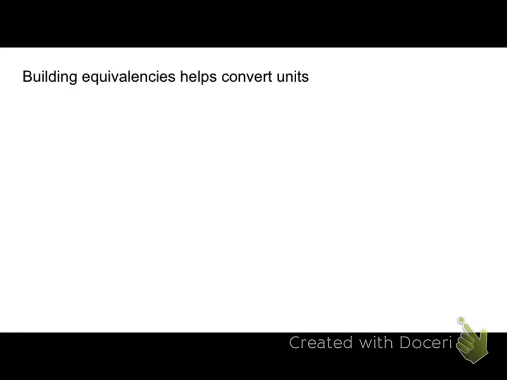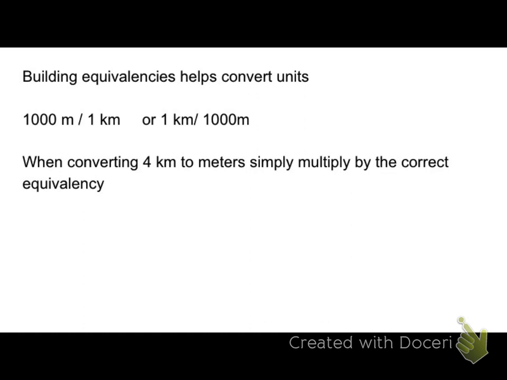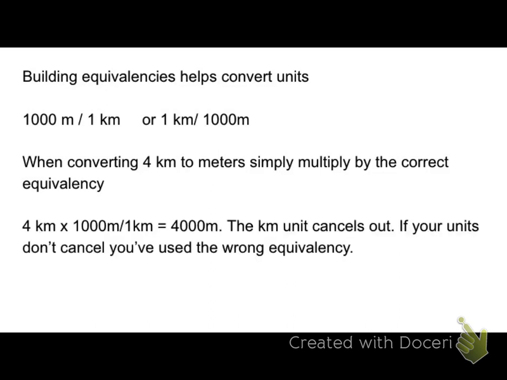Building equivalencies helps to convert between units. So 1,000 meters over 1 kilometer, or 1 kilometer over 1,000 meters. Those would be equivalencies. We use these a lot in chemistry. I wish it was easier to draw them actually over each other on Word, but it's a little tricky. So when you're converting 4 kilometers to meters, you would simply pick the correct equivalent. So you would want, in this case, kilometers to be on the bottom so that the units would cancel. And you'd wind up with 4 kilometers times 1,000 meters over 1 kilometer, which would translate to 4,000 meters, because those kilometer units would cancel. If your units don't cancel, then you used the wrong equivalency and you need to pick the other one.